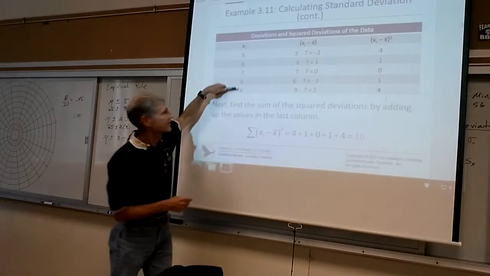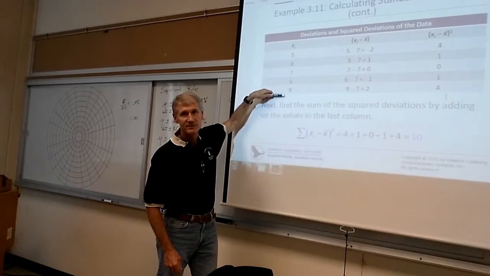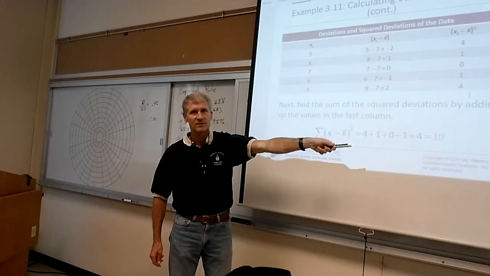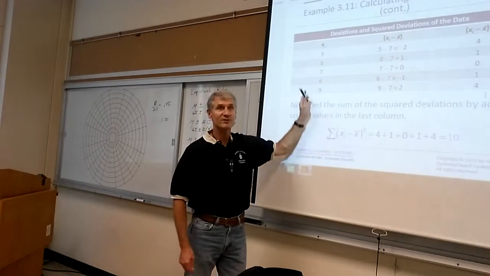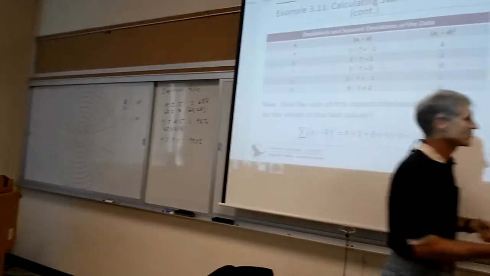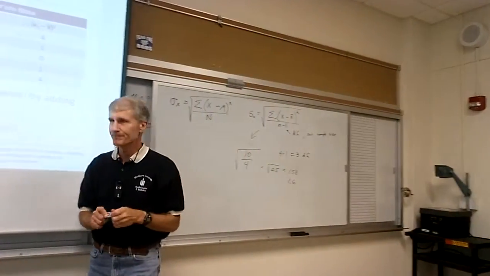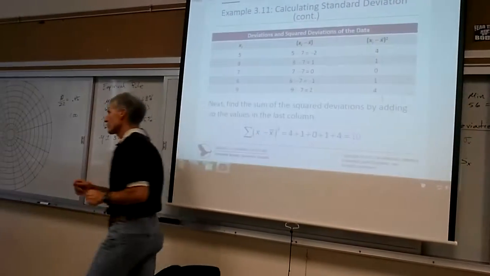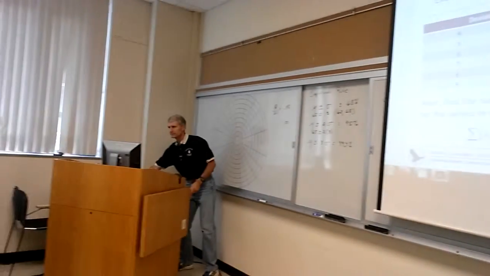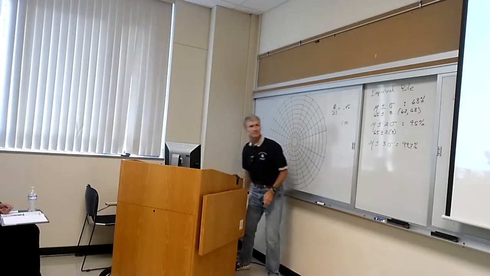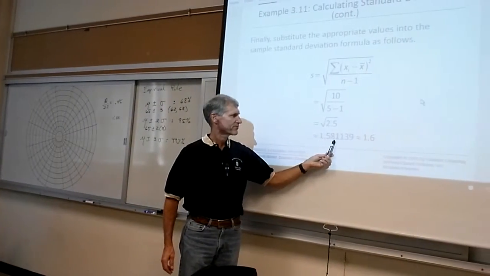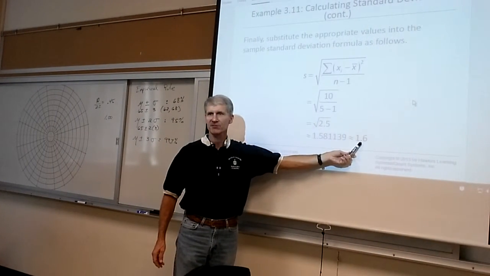How many places do we have here? 0 decimal places. So I need to round to 1 decimal place. 1 more than 0 is 1, right? So we would round this to 1.6. Okay, so if I page down, they should have that answer. Square root of 2.5, 1.58 rounds to 1.6.